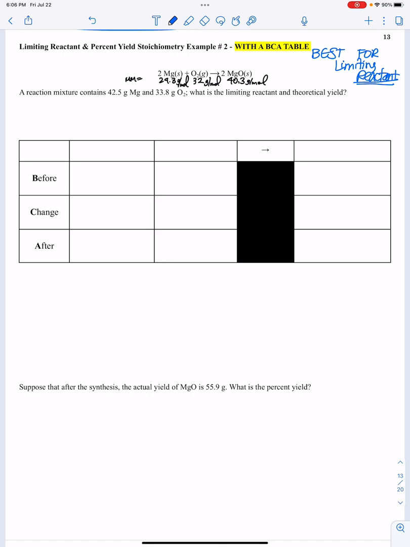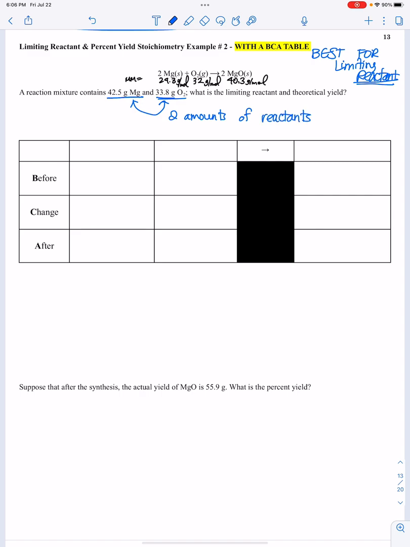A reaction mixture contains 42.5 grams of magnesium and 33.8 grams of O2. What is the limiting reactant? Now I want you to notice something. How do I know this is a limiting reactant problem? 2 amounts of reactants given.